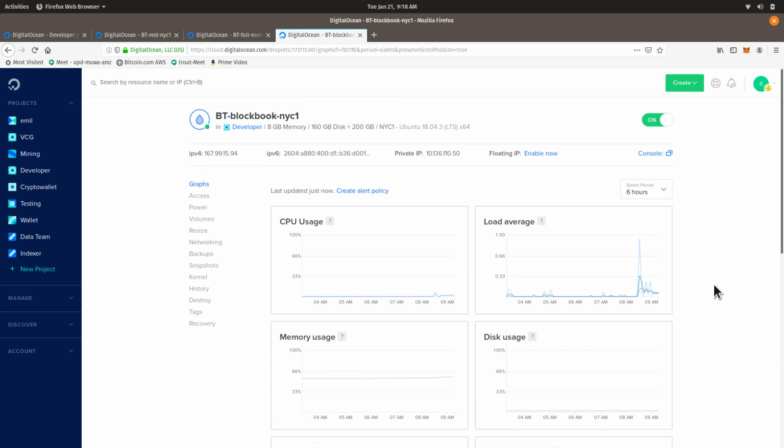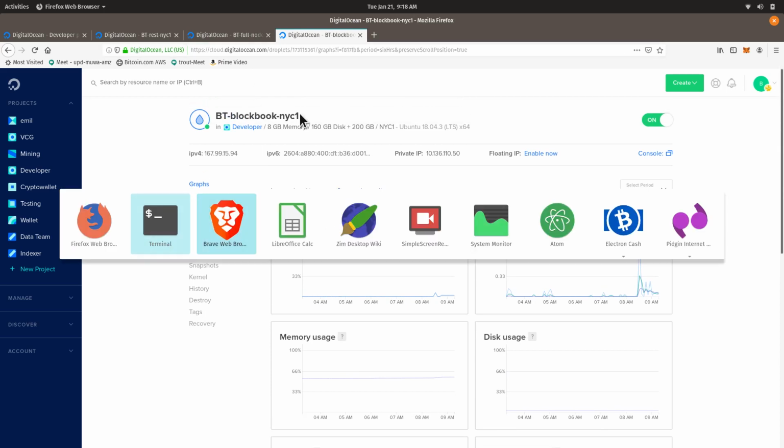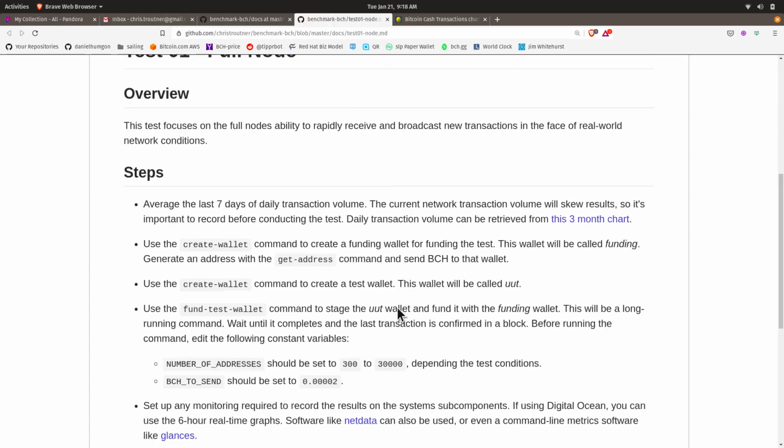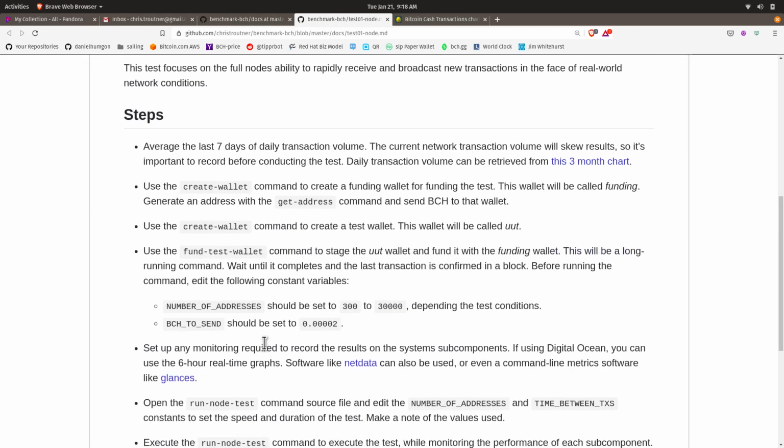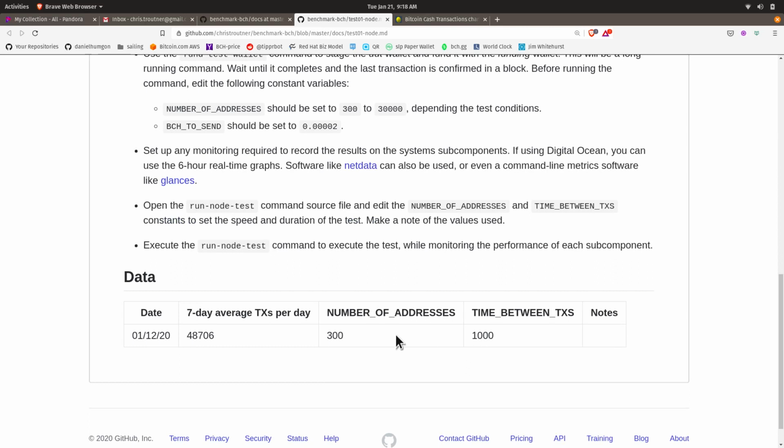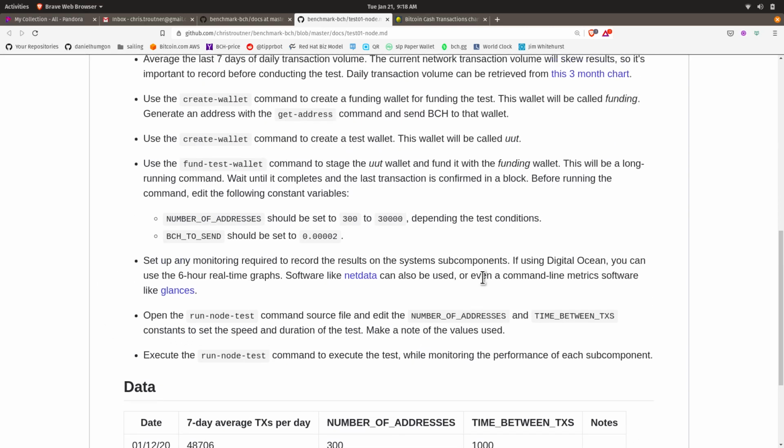Okay, so this is the very first full node benchmark test right here under the full node. I am going to compile this data and link to the video at the bottom here, and so hopefully as we run additional tests, we'll compile data that can be shared and collaborated upon.